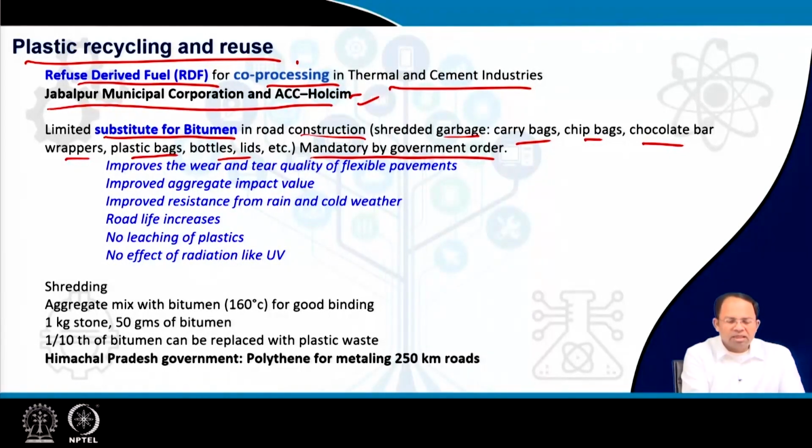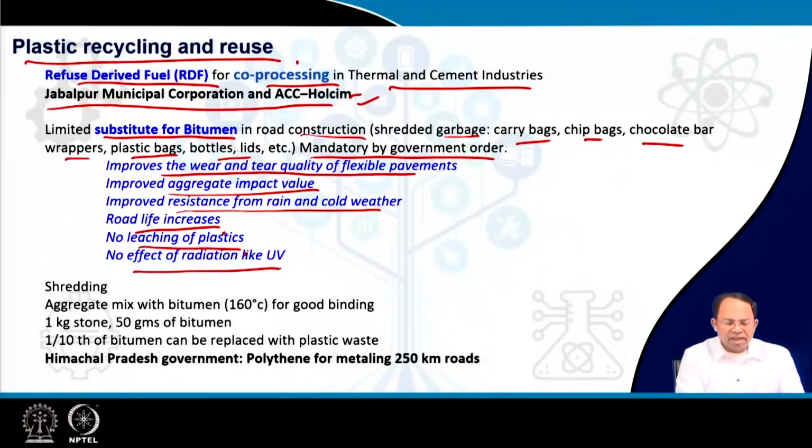So this use of plastic in road construction or as an alternative to bitumen improves the wear and tear quality of flexible pavements. It improves the aggregate impact value. It improves the resistance from rain and cold water. At the same point of time, it does not allow leaching through that particular surface. Road life increases. No leaching of plastics and no effect of radiation like ultraviolet radiation.